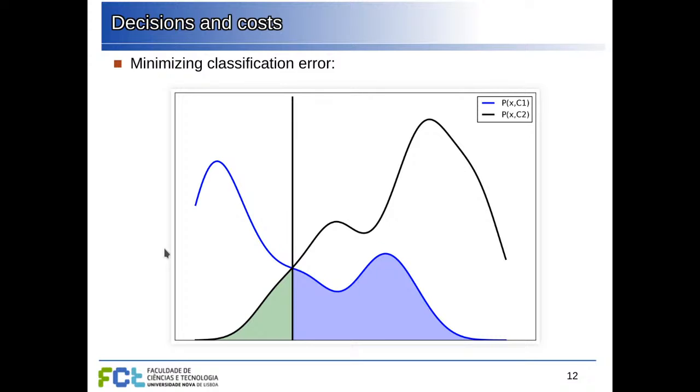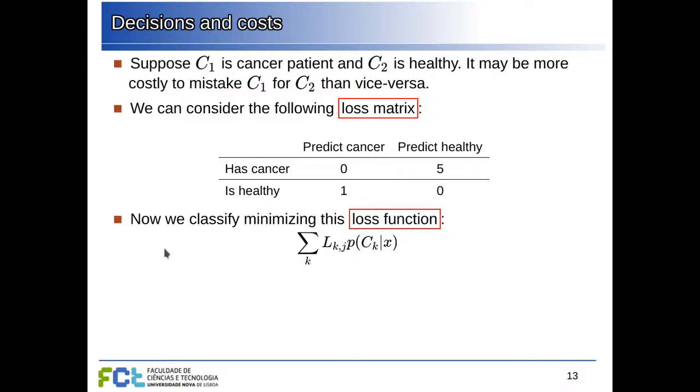So this is the general approach we've been following so far. We want to minimize the error. But now suppose that class 1 is cancer and class 2 is healthy. So class 1 is cancer patients, class 2 are healthy people.